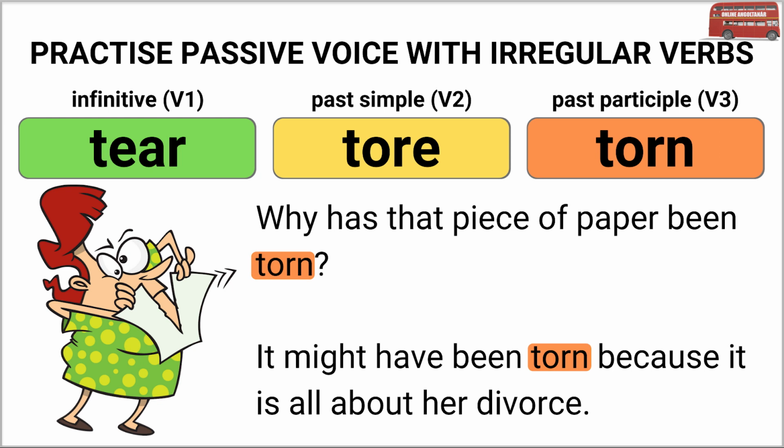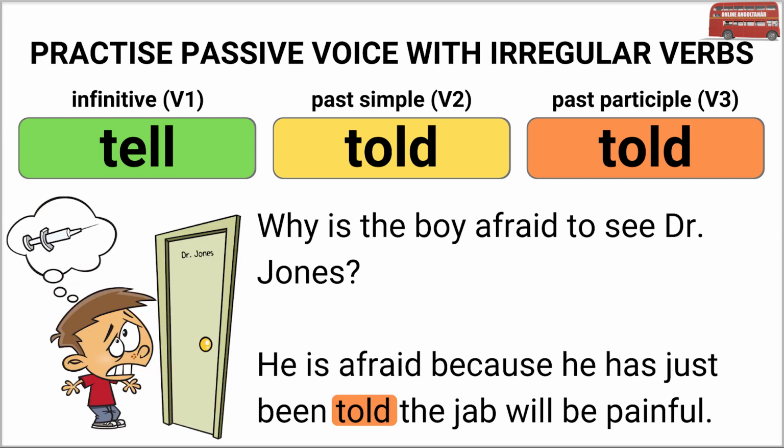Tear, tore, torn. Why has that piece of paper been torn? It might have been torn because it is all about her divorce. Tell, told, told. Why is the boy afraid to see Dr. Jones? He's afraid because he has just been told the jab will be painful.